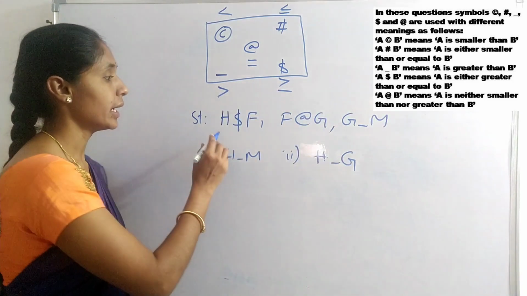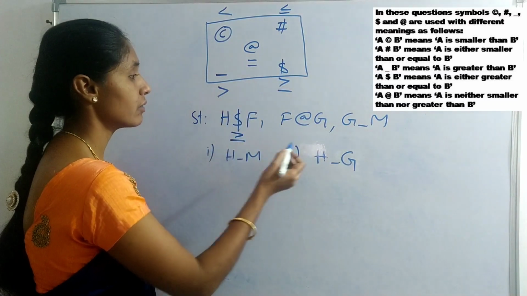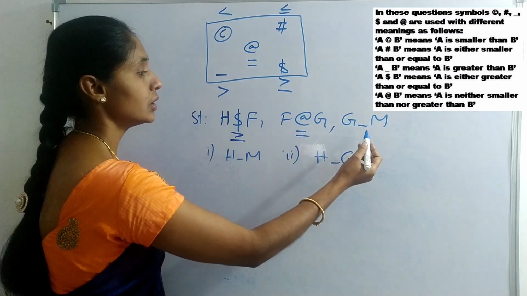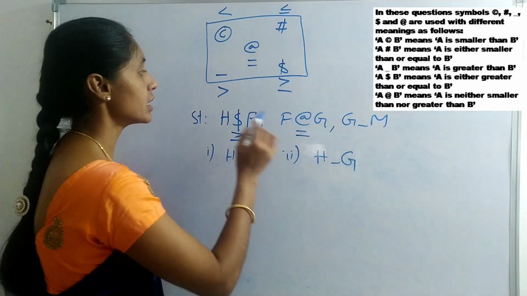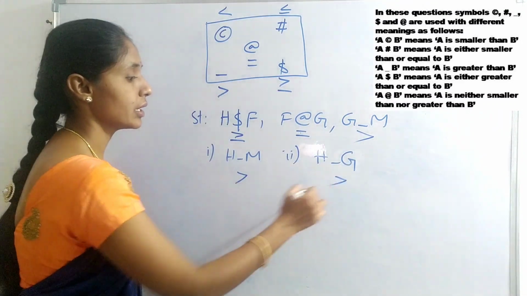Next question. H dollar F. Okay, H greater than or equals to F. F at G, at equals to equals. G underscore M, underscore means greater than. Greater than, greater than. Okay.